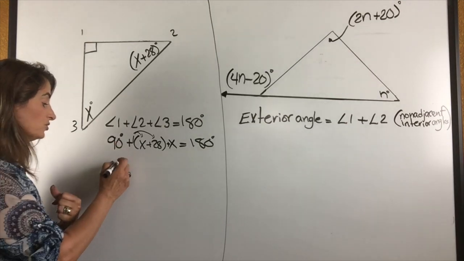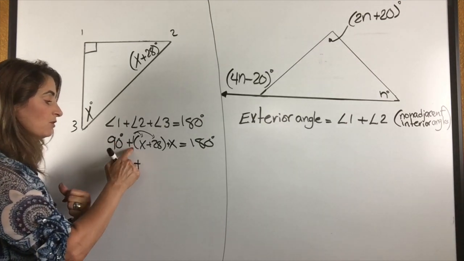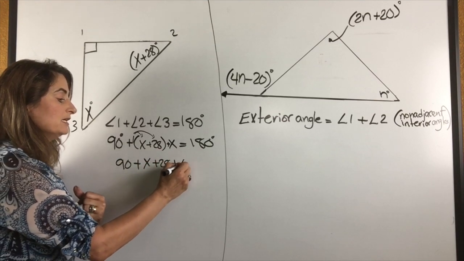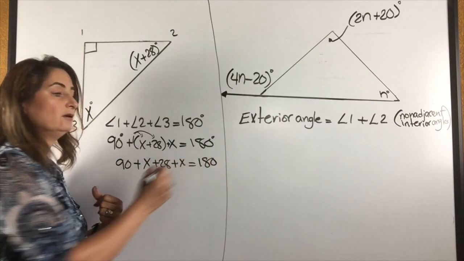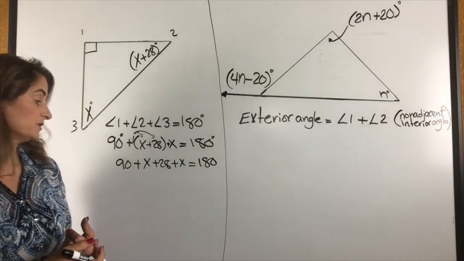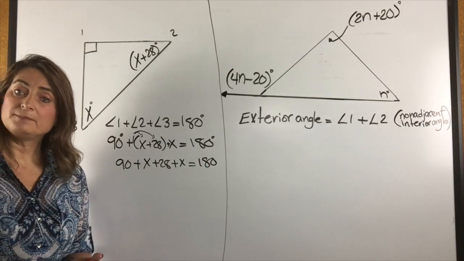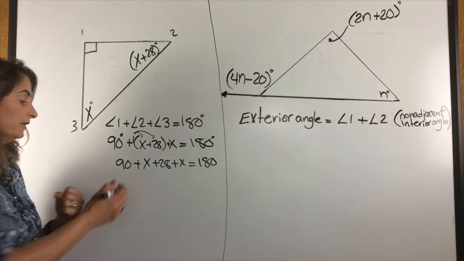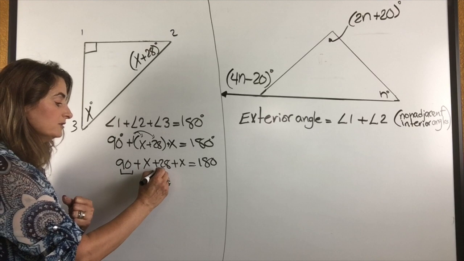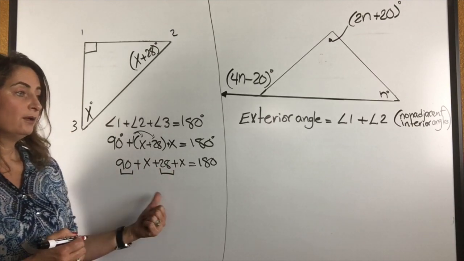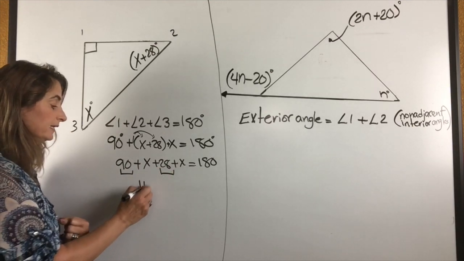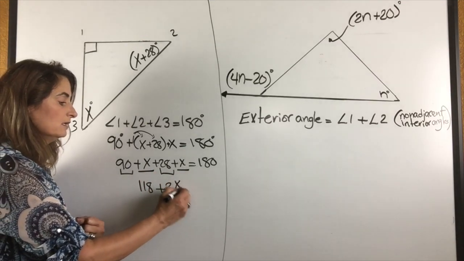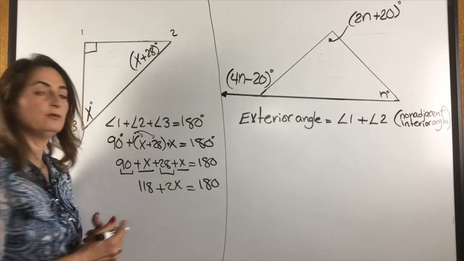I didn't use 90, so bring 90 down. Plus 1 times x is x. 1 times 28 is 28. Plus x equals 180. All you have to do, bring everything else that you did not use down. Now, this next step is to combine like terms on the same side of the equation. Can I combine like terms here? Yes. 90 and 28 are constants, so 90 plus 28 is 118. And now x plus x equals 2x. Bring the equal sign and the 180 down.